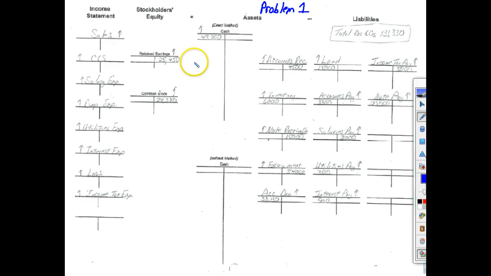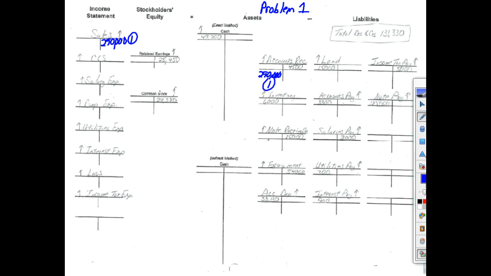This is problem 1 of the statement of cash flow assignments. I've gone ahead and entered in the changes in the balance sheet accounts here, and I've gone ahead and titled the income statement items. So let's just go through and record our income statement. So we would have $290,000 of sales. That would have caused accounts receivable to go up.